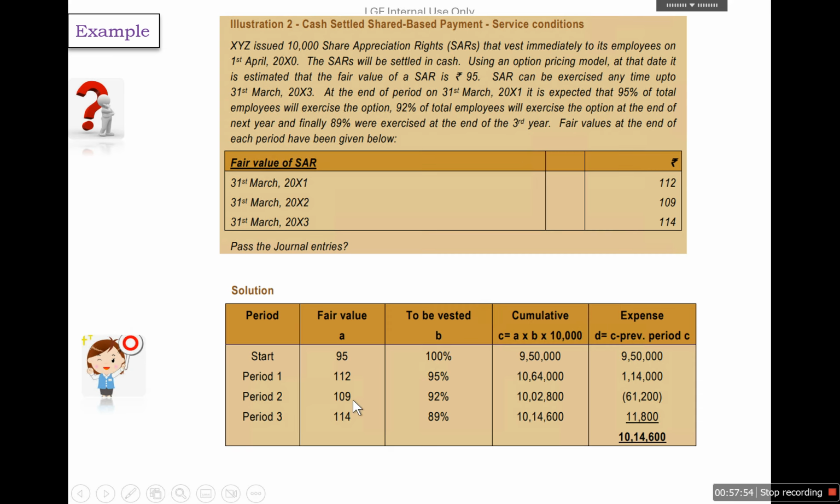And next year the amount has increased to 114 and vesting percentage is 89%. So 10,000 into 114 into 89%, it comes to 10 lakh 14,000. So additional amount, earlier amount that we have recognized was 10 lakh 2,800. So additionally 11,800 we will recognize in year 3.